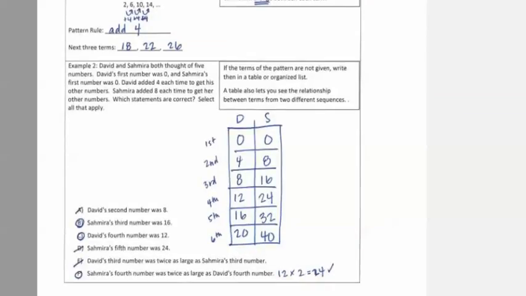David and Samira both thought of 5 numbers. David's first number was 0, and Samira's first number was 0. David added 4 each time to get the other numbers. Samira added 8 each time to get her other numbers. Which statement is correct? The student work that we want here is actually to create a table. And this table I've labeled with David and Samira. And then I've made it vertical, right? And so their first number is 0 and 0. And then David adds 4 each time. So let's go ahead and add 4. 0 plus 4 is 4, plus 4 is 8, plus 4 is 12, plus 4 is 16.